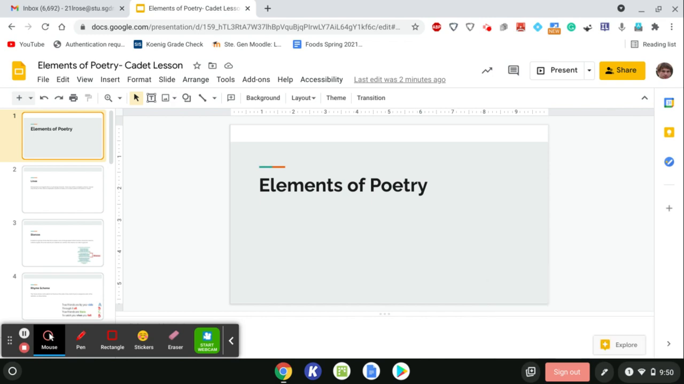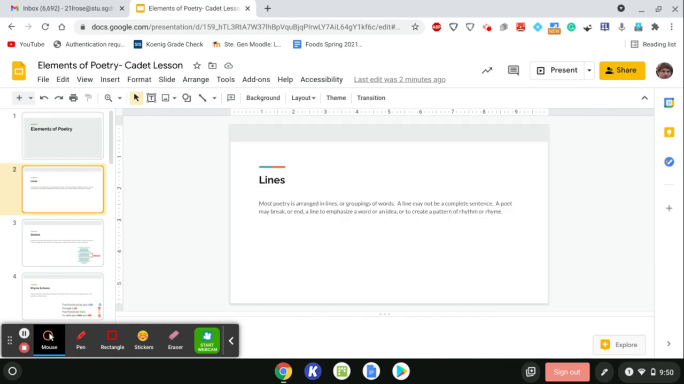This is Elements of Poetry. First one is lines. Most poetry is arranged in lines or grouping of words. A line may not be a completed sentence. A poet may break or end a line to emphasize a word or an idea, or to create a pattern of rhythm or rhyme.